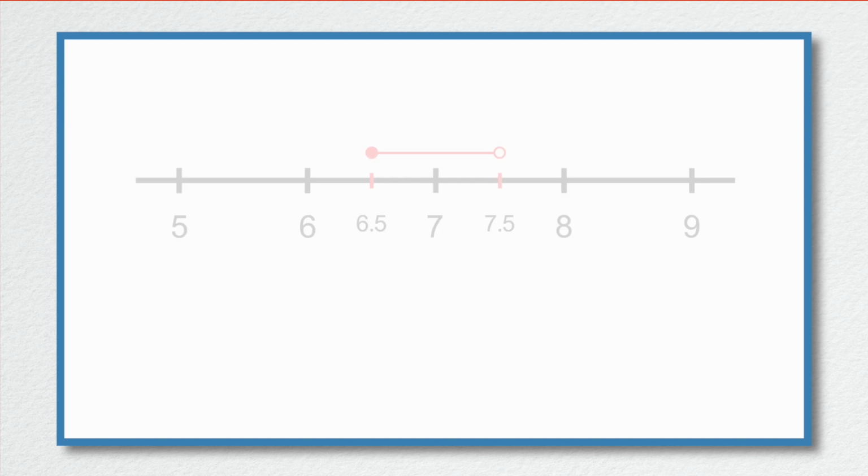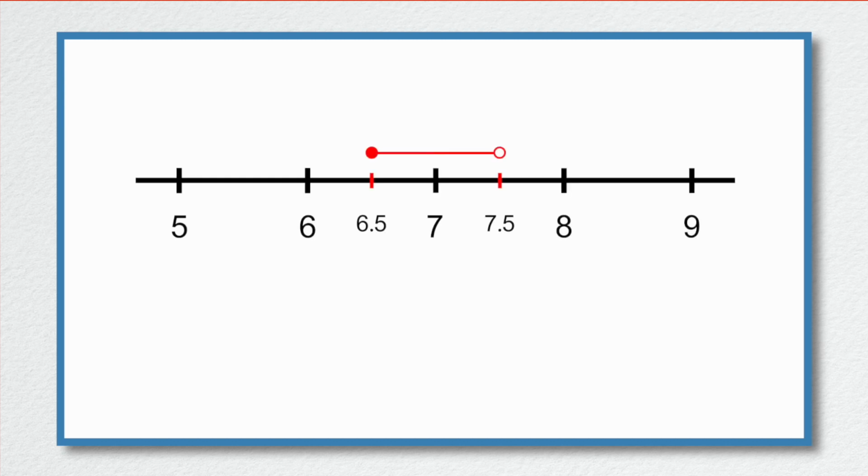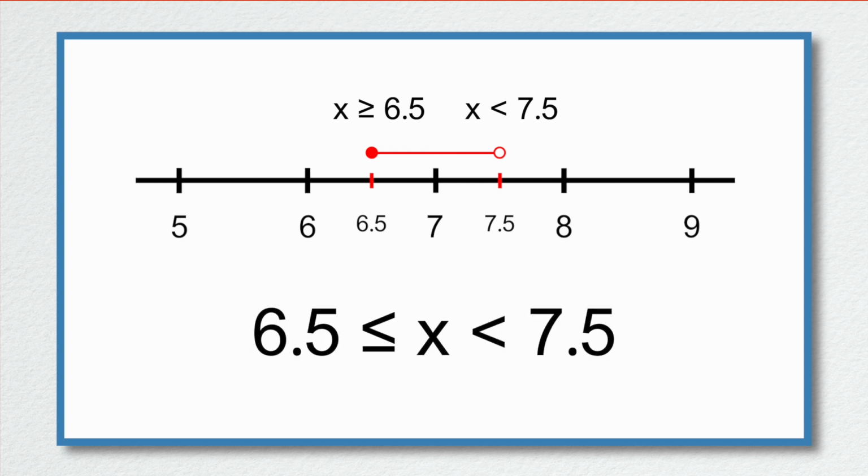In the next example, our upper and lower limits are 6.5 and 7.5. Our lower limit is x is greater than or equal to 6.5, and our upper limit is x is less than 7.5. So we have our inequality looking like this. Now, if you've already written the inequalities for these ranges, you've probably noticed that all the lower limits are less than or equal to x, and all the upper limits are greater than x. And this is to do with the nature of rounding.